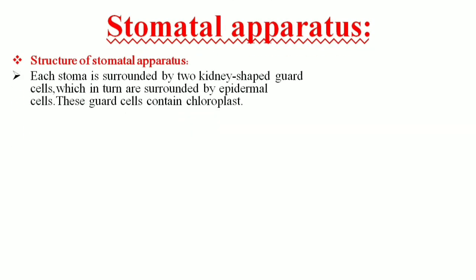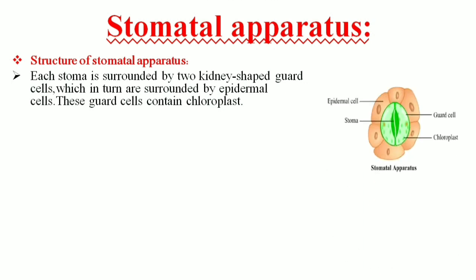What is the stomatal apparatus? We will discuss the structure of the stomatal apparatus. This is the stoma, the singular form, and it is the opening or the aperture. It is guarded by two cells known as guard cells, which are green in color because they contain chloroplasts, and these guard cells in turn are surrounded by the epidermal cells.